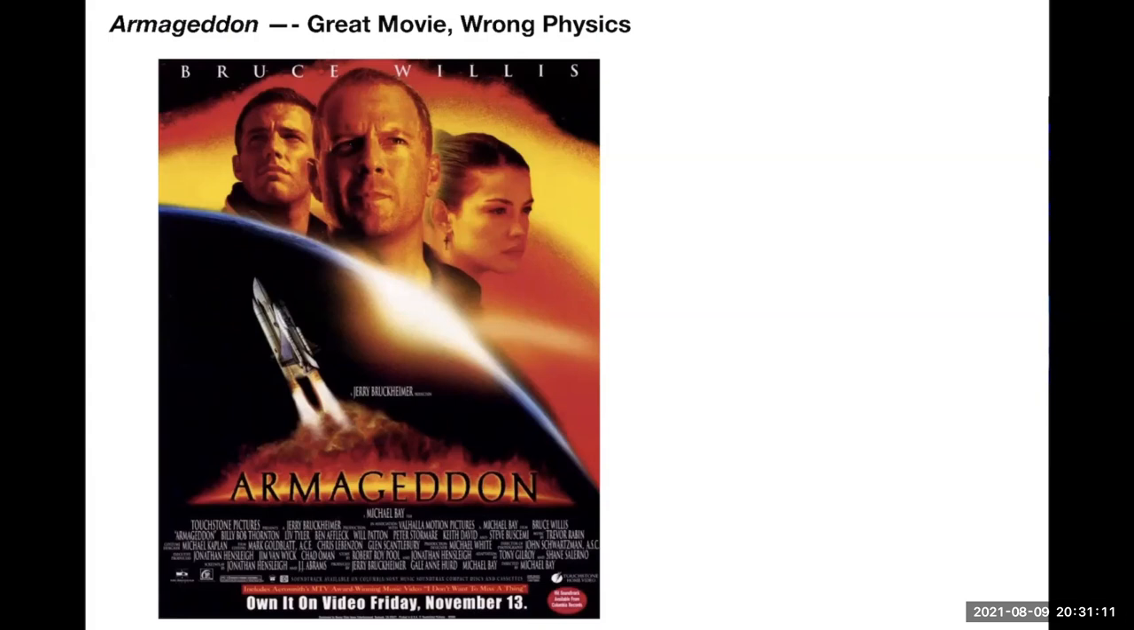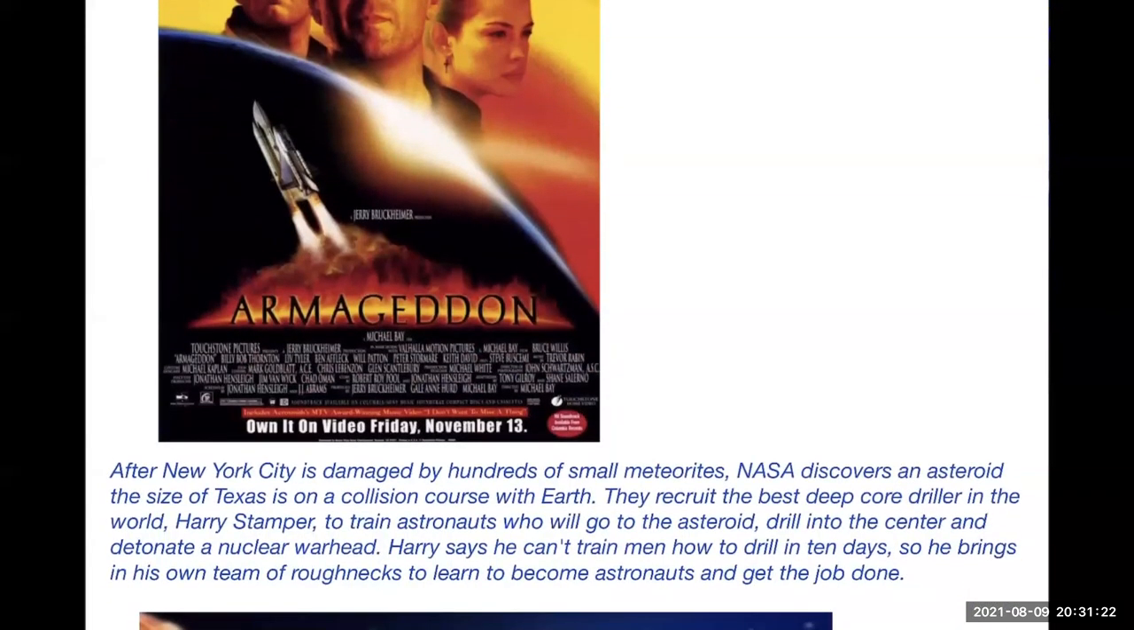Okay, but what I want to do today is to talk about the physical feasibility of the plan in that plot. So here's the synopsis of the movie. After New York City is damaged by hundreds of small meteorites, NASA discovers that an asteroid the size of Texas is on a collision course with the Earth. So, of course, it's up to the Americans to save the human beings once again, at least according to the movie. And it was going to be just a month before the asteroid hit the Earth.